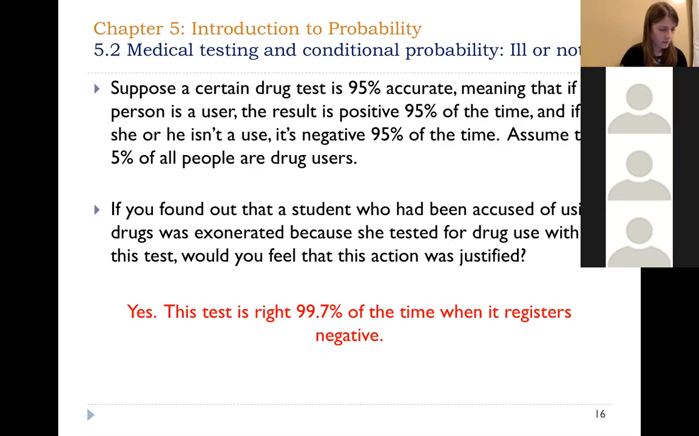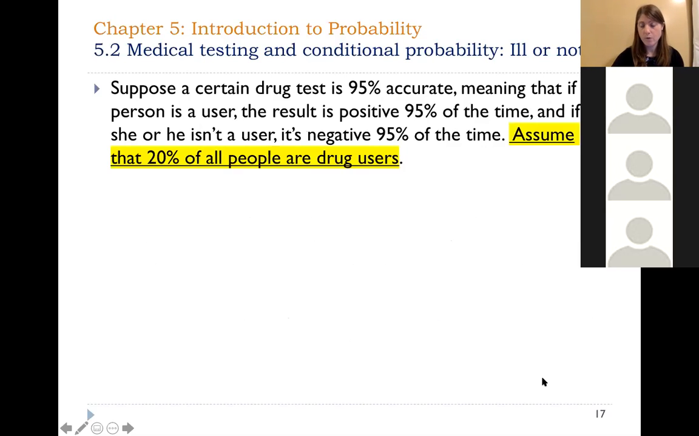So the last thing we're going to do today is go back and revisit the case where our prevalence changes. So suppose we have a test that is 95% accurate. Same accuracy, so this means 95% sensitivity, 95% specificity. The only thing that's different for us is we're going to look at a 20% prevalence instead of a 5% prevalence.